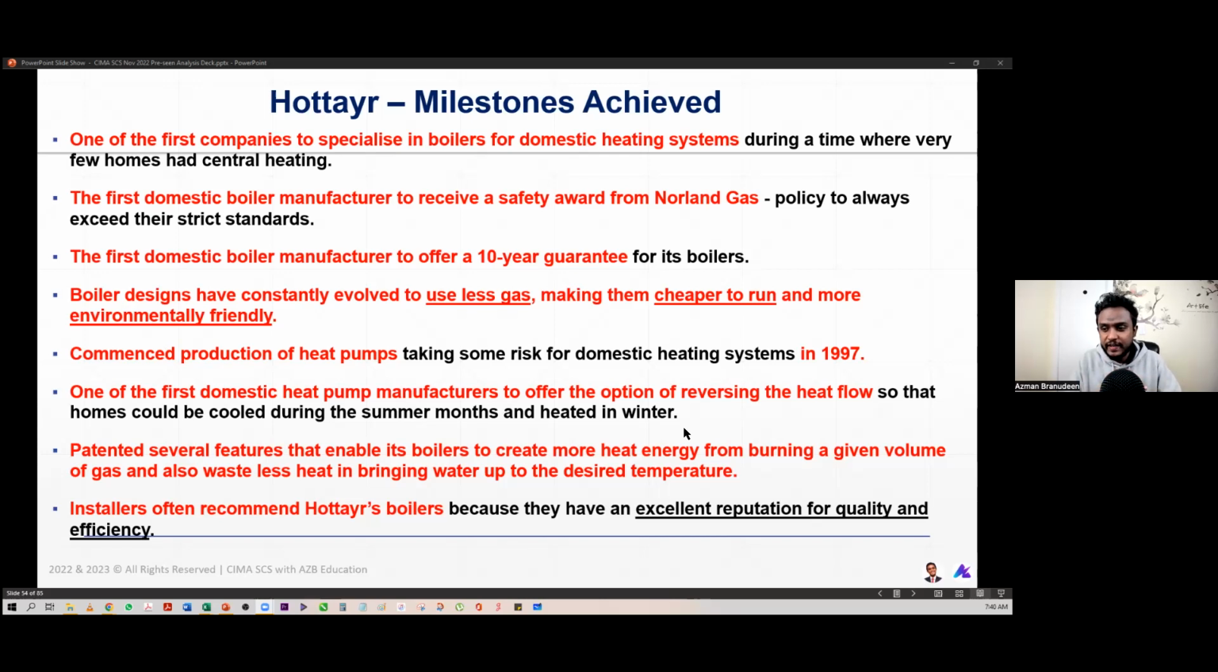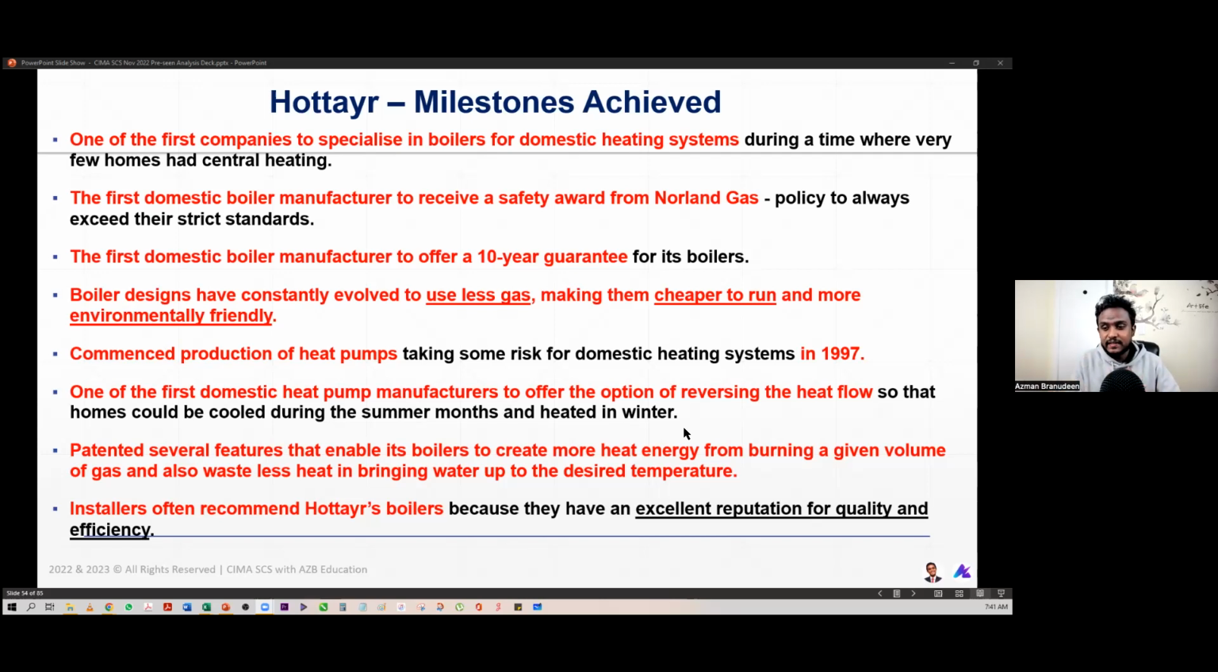We commenced production of heat pumps in 1997, at a time when demand was not that great, which was actually considered to be a risky venture. So we have that as a very strong feather in our cap. One of the first domestic heat pump manufacturers to offer the option of reversing the heat flow. So one of the first to offer the hybrid model of heat pump, which can do both. It can heat a house during the cold and it can cool a house during the summer.